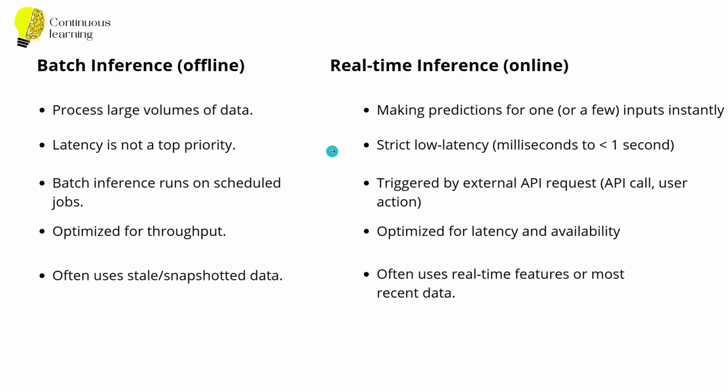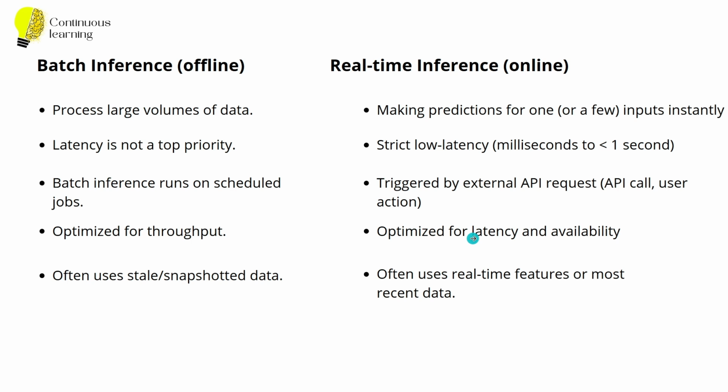On the other hand, for real-time inference, as the name indicates, because it's real-time, low latency is a must-have. So we're going to have the prediction as soon as possible. Batch inference, as I mentioned before, runs on scheduled jobs, while real-time inference is triggered by an external API request, which means that a user action triggers the event. Now, batch inference is optimized for throughput. This means optimized for amount of data. On the other hand, real-time inference is optimized for latency and availability.